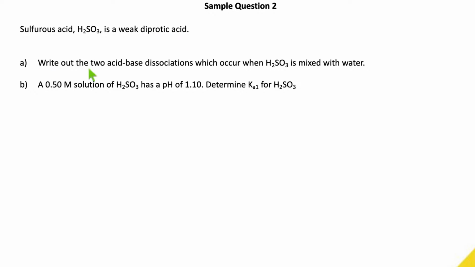Now, part A says write out two acid-base dissociations that occur when H2SO3 is mixed in water. Notice this is not H2SO4, this is H2SO3. But we could use what we've learned before about H2SO4. So what I'm going to do here is write it down such that it's clear to the test writer. Remember, the clearer I make my work for the test writer, the more likely I am to get the points I deserve. So I write down first dissociation.